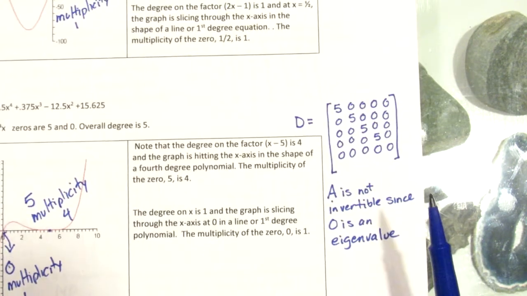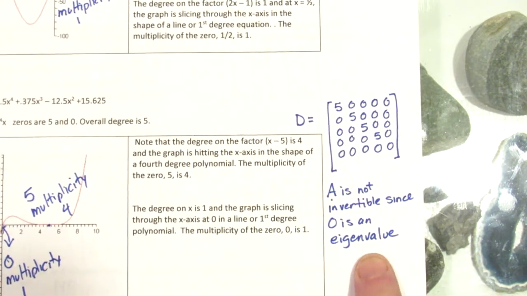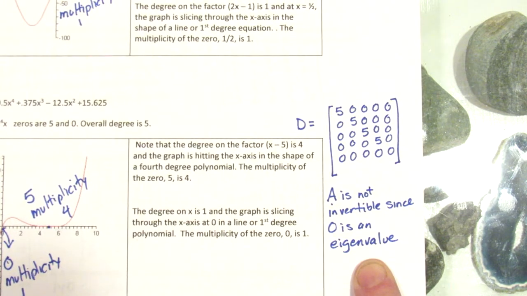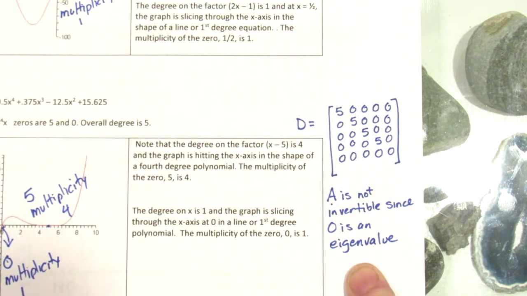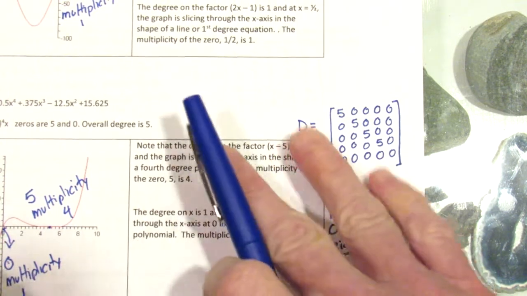By the way, we also know that for this example, A would be not invertible. That is, A inverse would not exist because 0 was one of our eigenvalues. If 0 is an eigenvalue, then you know A is not invertible.